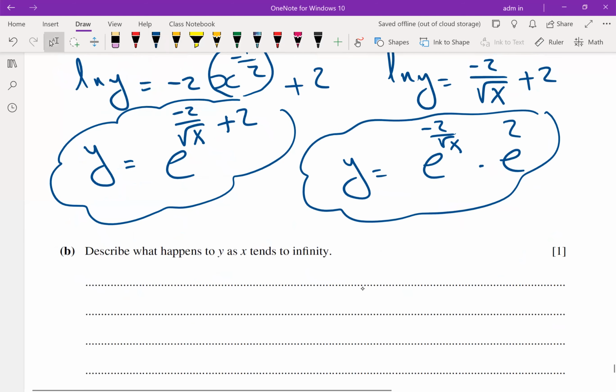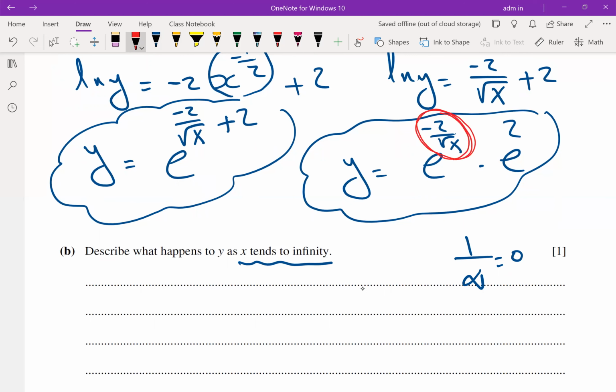Describe what happens to y as x tends to infinity. When x tends to infinity, a number over infinity will be 0. So with root x, root infinity, a number over infinity is 0, so this part will be 0, and e to the power of 0 is 1. So the value of y will be e to the power of 0, which is 1, times e to the power of 2. So the final answer will be e to the power of 2.